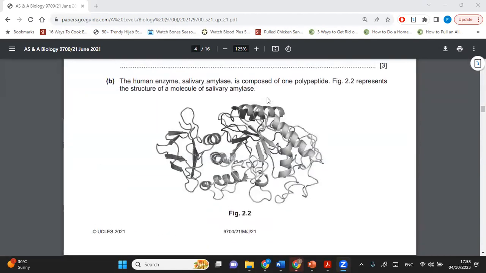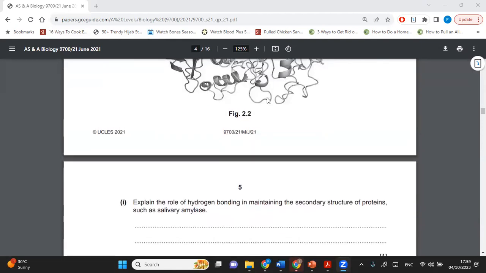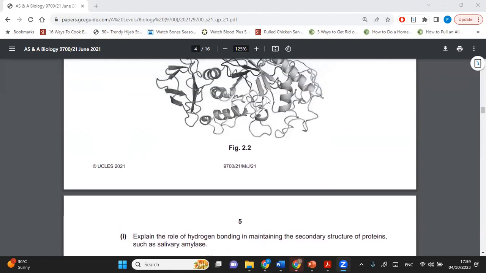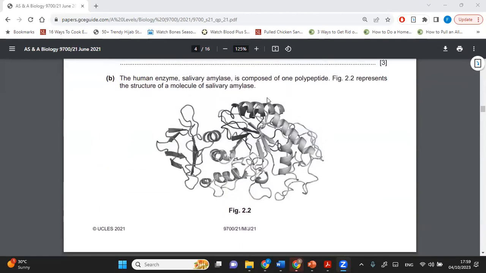What do you think? It's just a 1 mark question, so you don't have to give a detailed answer to it. It's a 1 mark question. So keeping it simple, what do you think? What is the role of hydrogen bonding in maintaining the secondary structure of proteins?